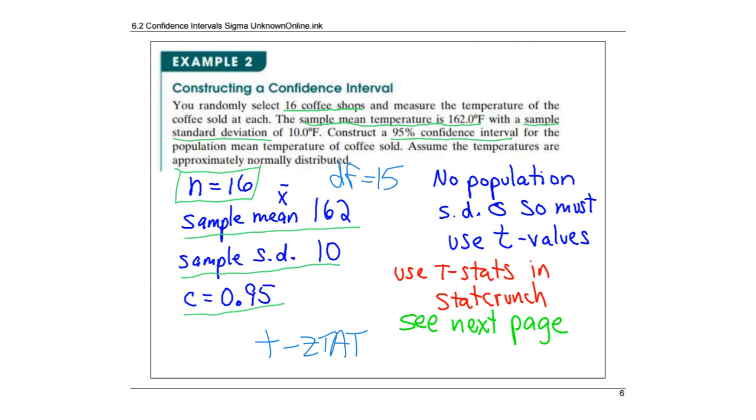Let's see, what else do they tell me? We know that 16 is not greater than or equal to 30, but luckily they told me at the end to assume that the temperatures are approximately normally distributed. So since they told me that, I still can use the t-stats. All right, so now that we know all of that, let's look at StatCrunch.